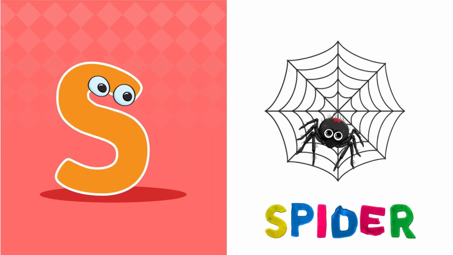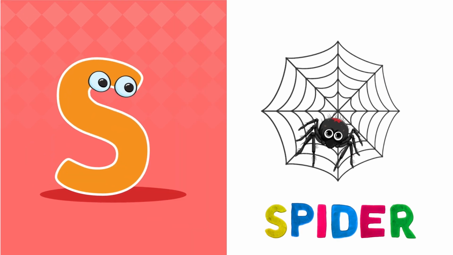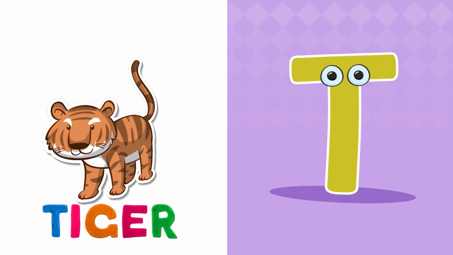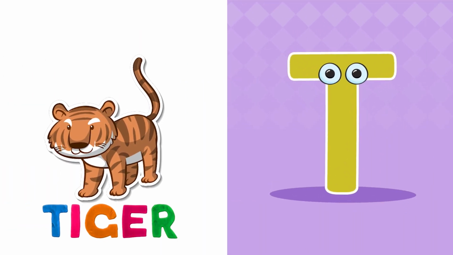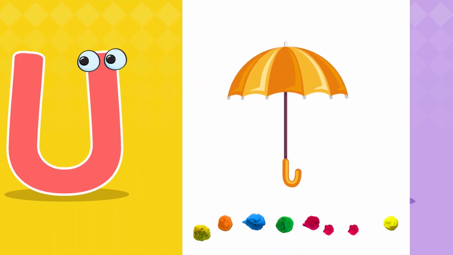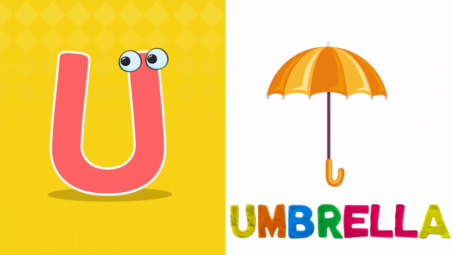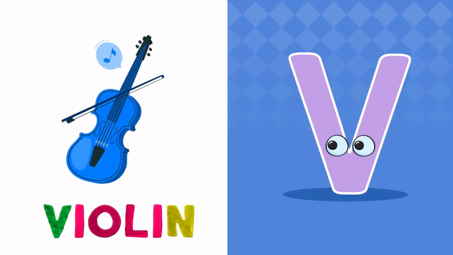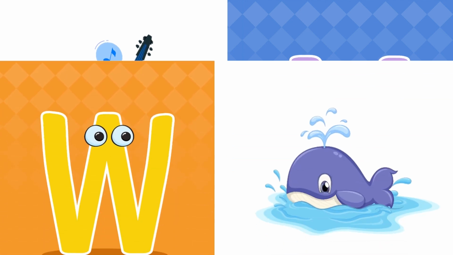S is for spider. S, spider. T is for tiger. T, tiger. U is for umbrella. U, umbrella. V is for violet. V, violet.